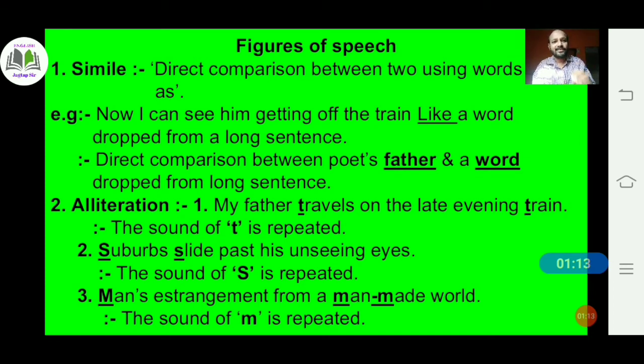Second, "suburbs slide past his unseeing eyes." In this second example, the sound of S is pleasingly repeated. And in the third example, "man's estrangement from man-made world," the sound of M is pleasingly repeated. So these are the examples of alliteration.